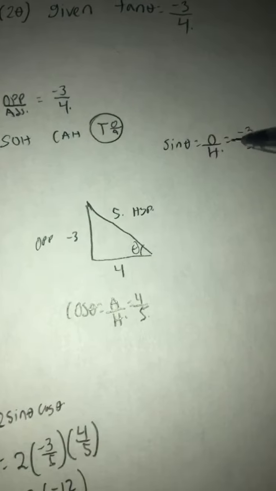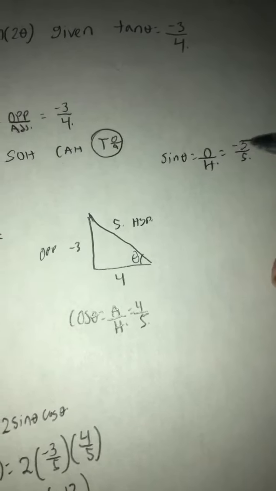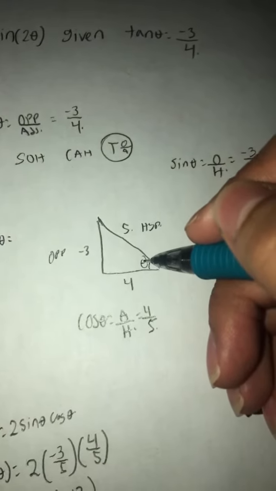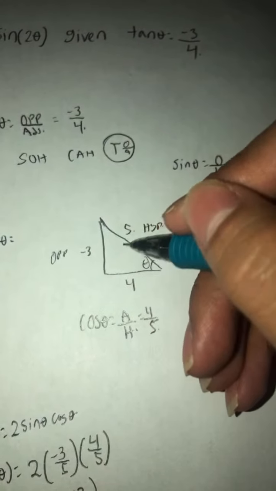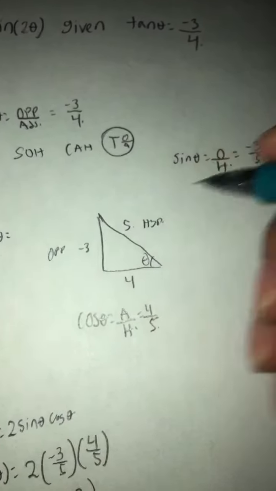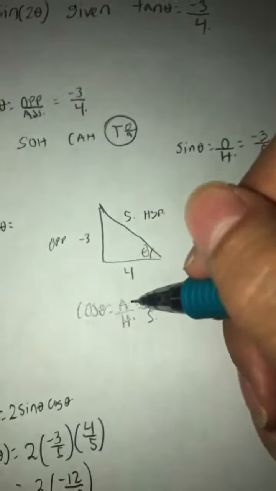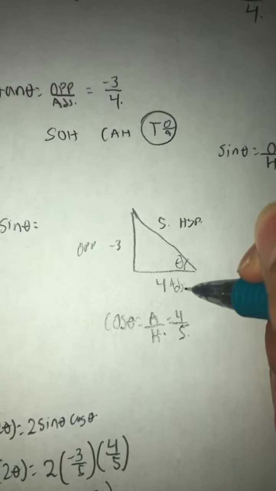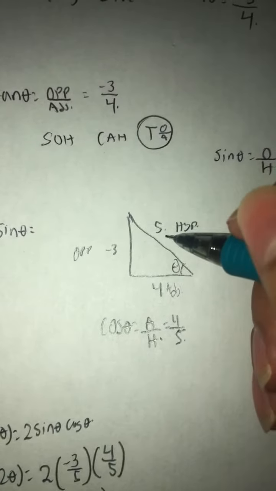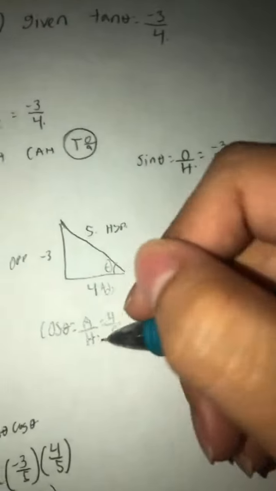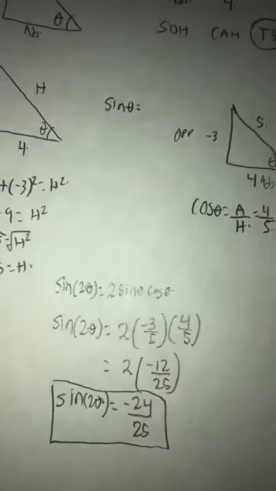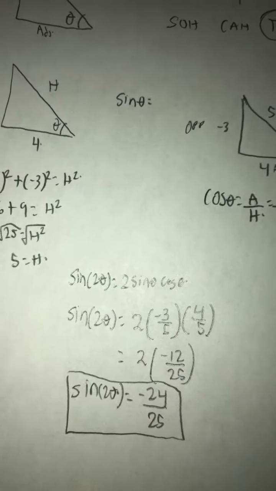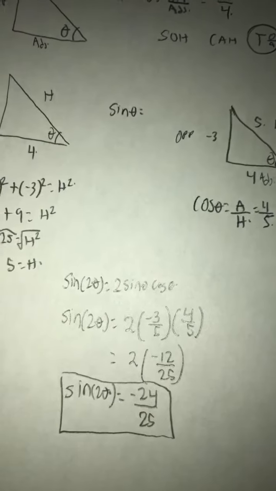Basically, I found that sine theta is negative 3/5, since it's opposite over hypotenuse. The opposite is negative 3 and the hypotenuse is right here, so negative 3 over 5 is sine theta. And cosine theta is adjacent over hypotenuse, so adjacent is right here, and it's 4 over 5. So it's 4/5, right?